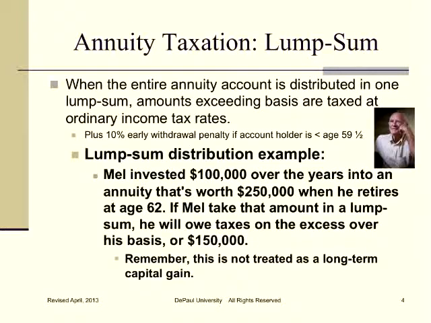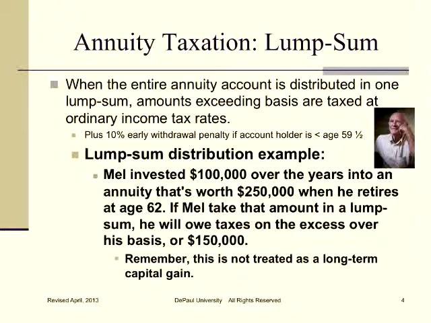If you take the example here of Mel, he had $100,000 in the annuity. That was his basis, and it's now worth $250,000, and he's 62 years of age. He wants to take some money out, and anything he takes out over the basis, which is $100,000, so the first $150,000 he takes out would be treated at ordinary income tax rates, not subject to the capital gain rate. And if he's under the age of 59 and a half, there's also a 10% penalty.